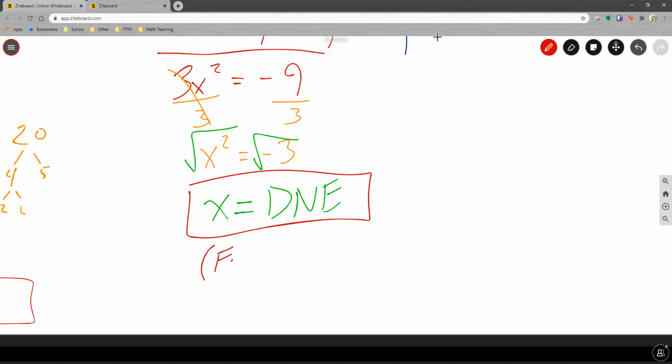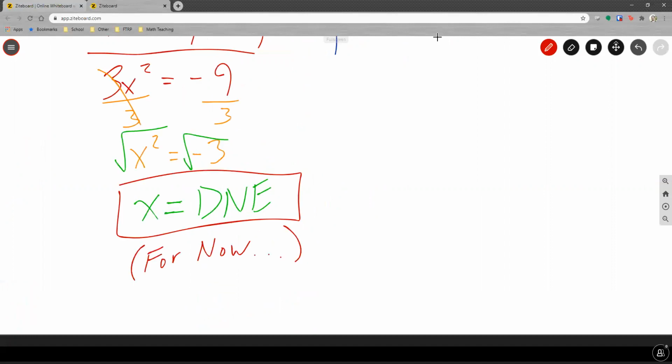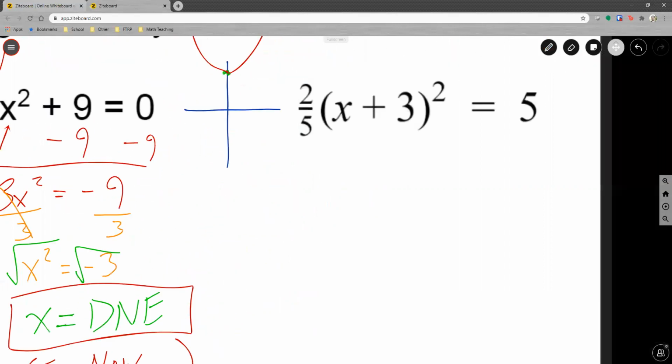Does not exist for now. We'll talk about that more when we go into complex numbers in the next section.